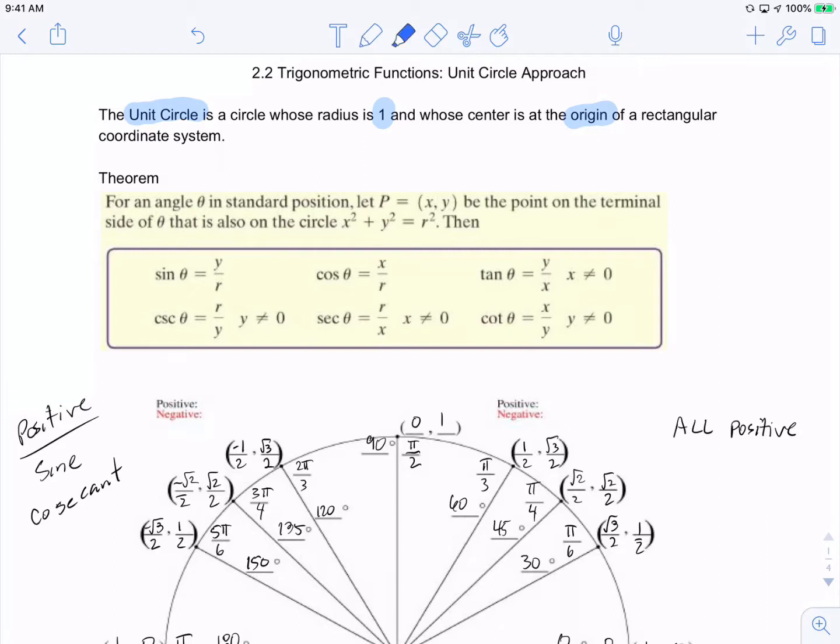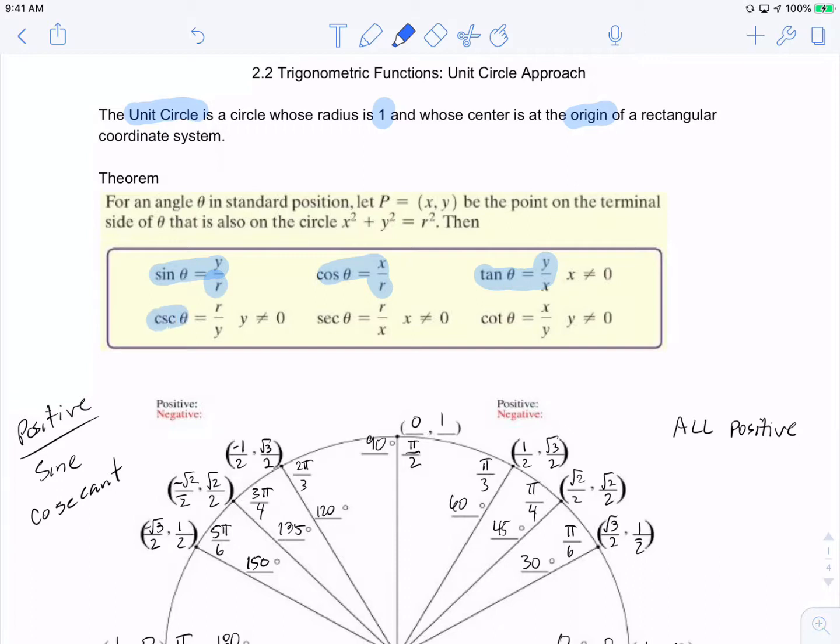So we see that sine is going to be y over the radius, the y-coordinate over the radius. Cosine will be the x-coordinate over the radius. And tangent is going to be the y-coordinate over the x-coordinate, provided the x-coordinate is not 0. If it is, then we end up undefined.